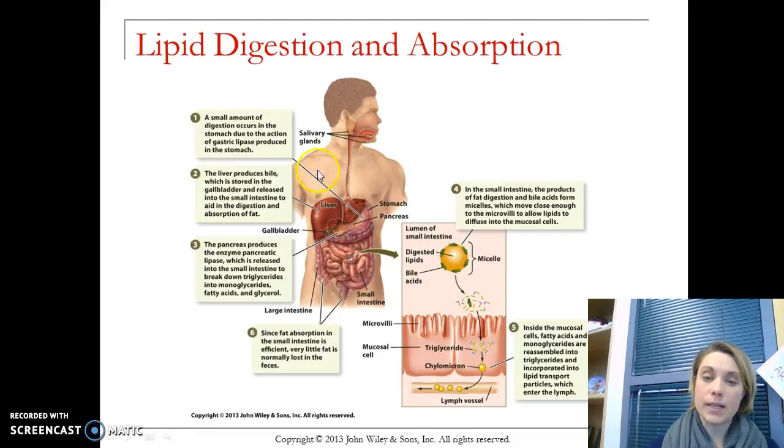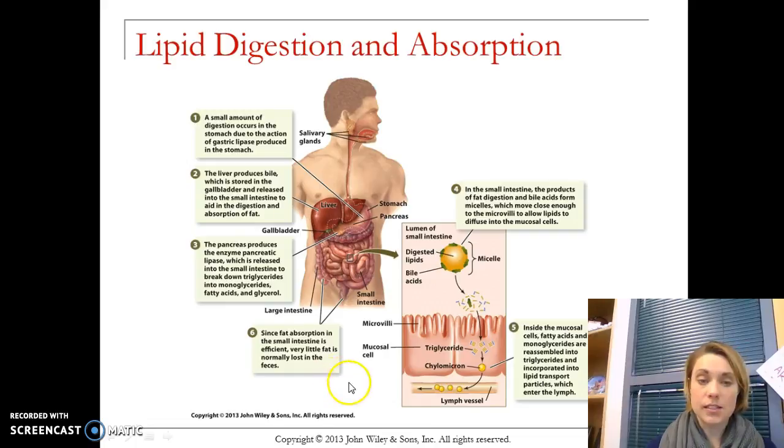When bile mixes with the partially digested lipids, one, the pancreatic lipase is able to do a better job digesting, and two, the micelles are able to move close to the microvilli to diffuse those lipids into the mucosal cells. Once the lipids are inside the mucosal cells, fatty acids and monoglycerides get reassembled into triglycerides. Then they're incorporated into lipid transport particles called lipoproteins or chylomicrons, which then enter the lymph.